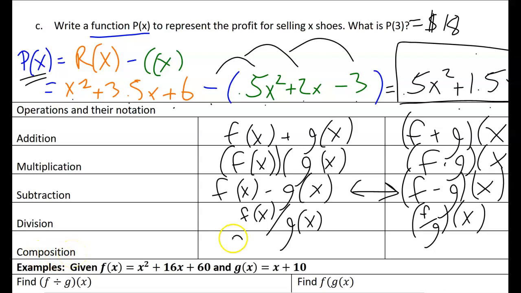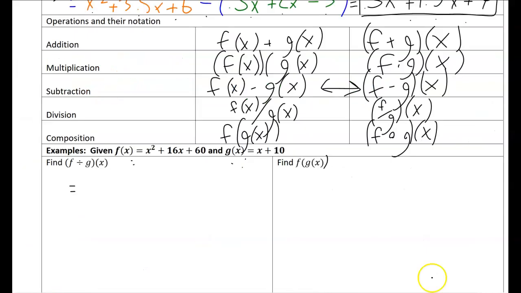So that looks like either f of g of x, like that, or f circle g of x, like that. And that may be the idea that is least familiar to you. And we'll look at an example like that in a second. So notice that you're given f and g in the notes here. f divided by g would be f on top, because that's what our division notation means.